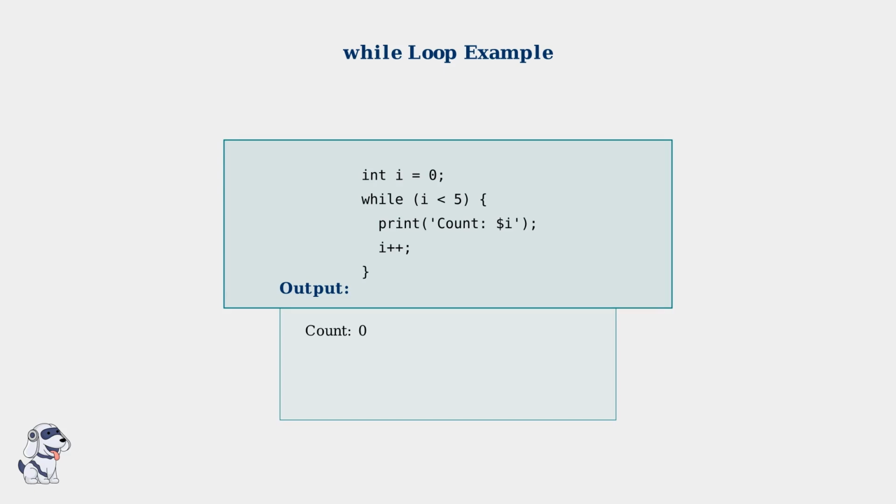Iteration 1, i equals 0, condition is true, print count 0. Iteration 2, i equals 1, condition is true, print count 1. Iteration 3, i equals 2, condition is true, print count 2. Iteration 4, i equals 3, condition is true, print count 3. Iteration 5, i equals 4, condition is true, print count 4.